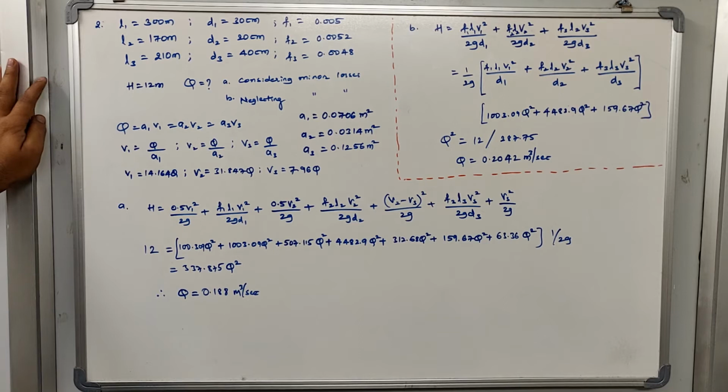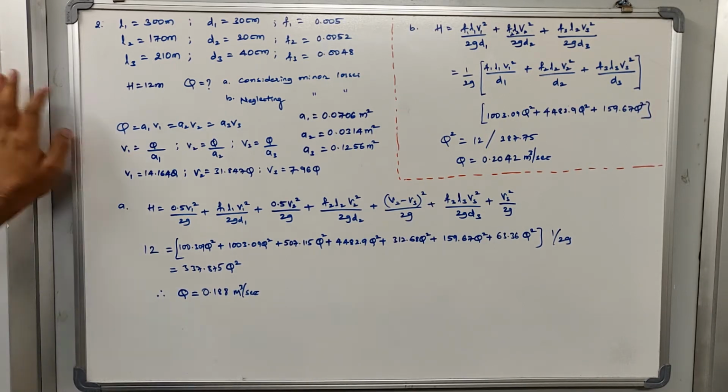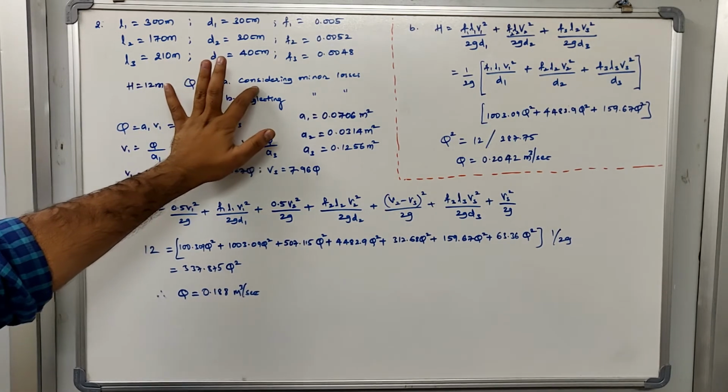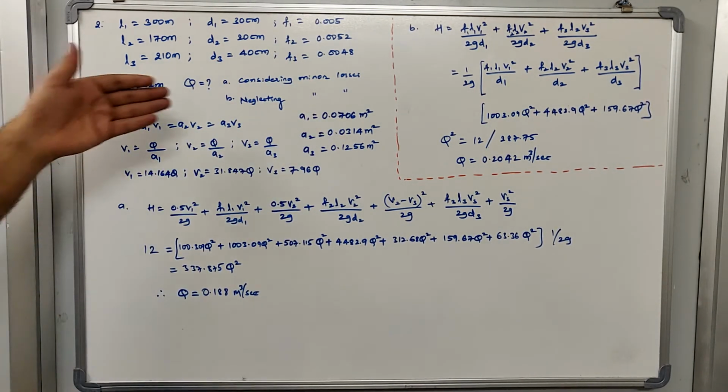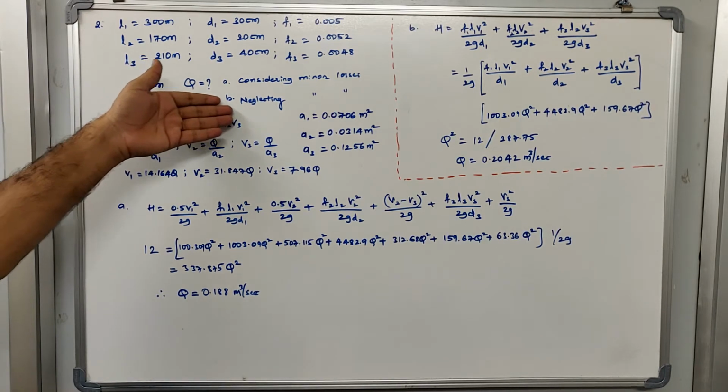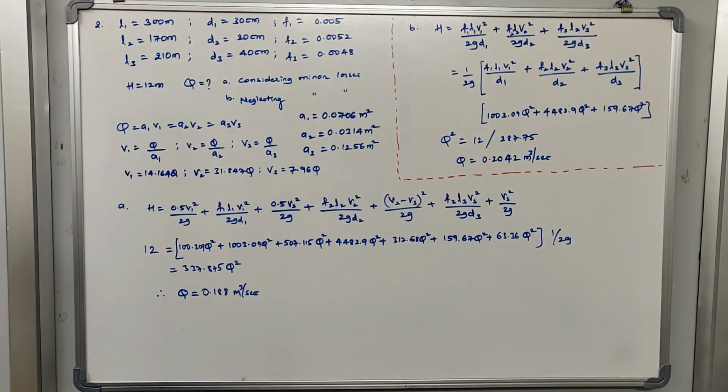Now you need to find the discharge in two conditions. What are those two conditions which are given to you? The first condition is considering the minor losses. You need to consider the minor loss, and the next step is to neglect the minor losses and determine how much the discharge is. Okay, you need to determine the discharge here.